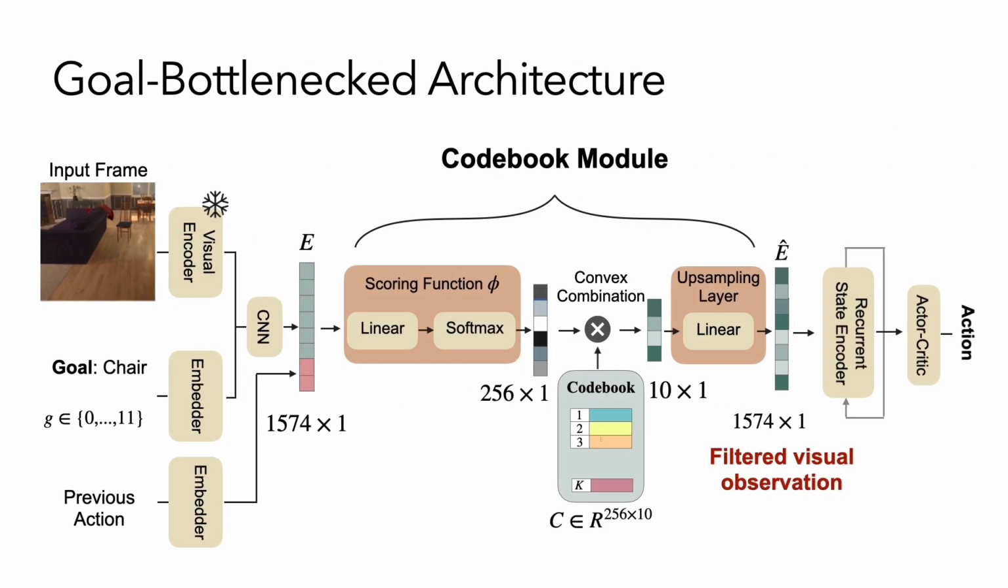We propose a compact codebook module as a goal-conditioned bottleneck to capture task-related information. This allows the policy to focus solely on decision-making based on the filtered observation. The codebook contains a small set of low-dimensional latent codes jointly optimized for task reward. The compressed visual embedding is a convex combination of these low-dimensional latent codes.